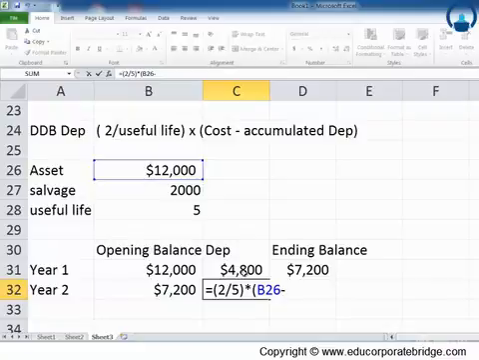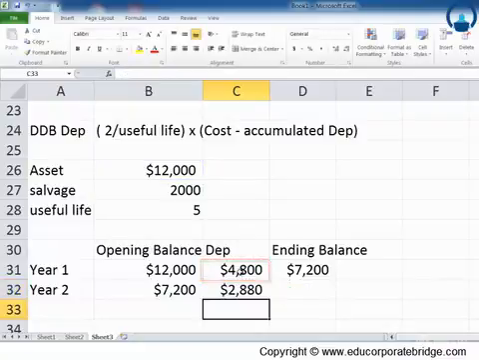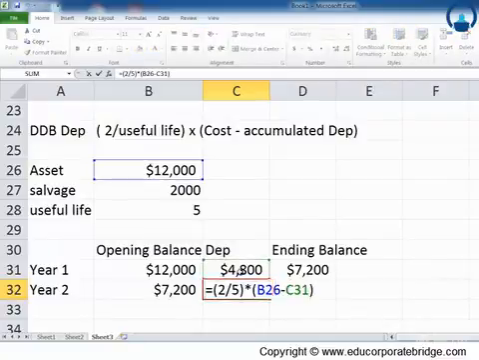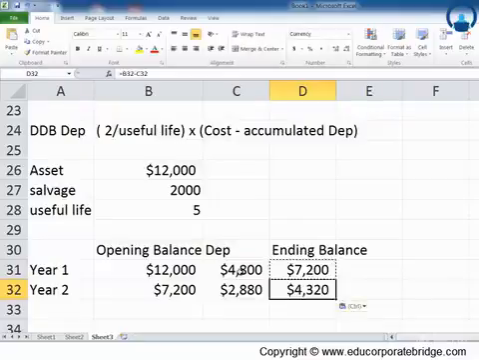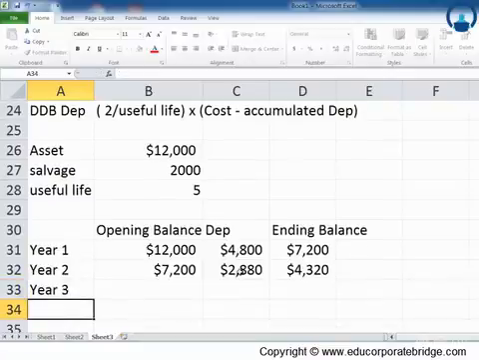The accumulated depreciation till date is 4800, so you can add this up. So you get 2880 as the depreciation expense for year 2. So what is your ending balance? Your ending balance comes out to be 4320. Let's do the same thing for year 3.